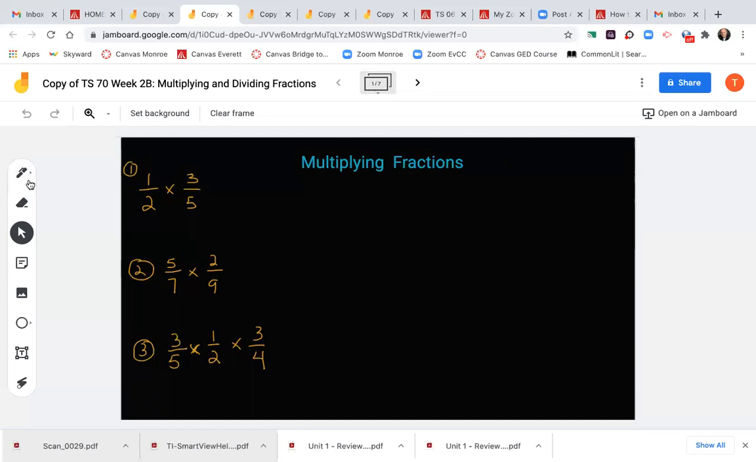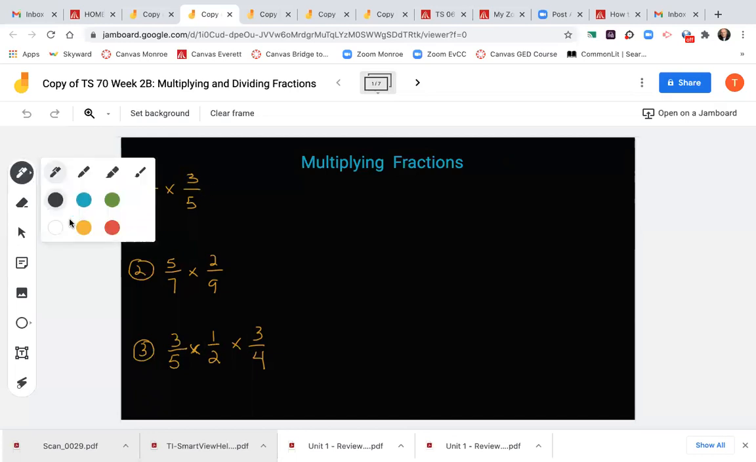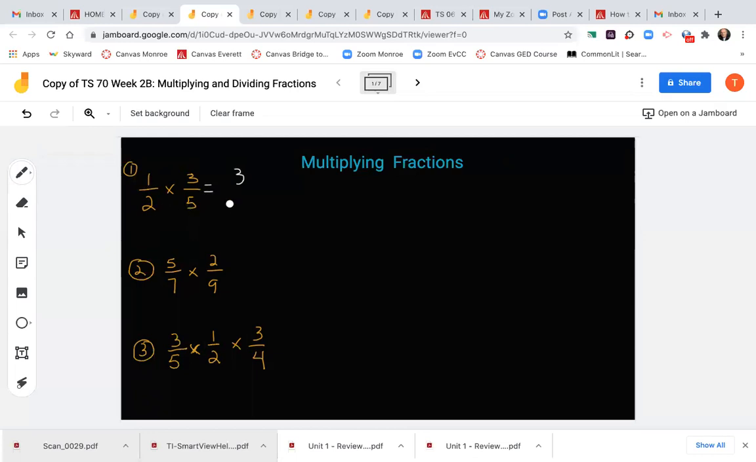In the first example I have here on my page, I've got 1/2 times 3/5, okay? I can just multiply straight across. 1 times 3 is 3. 2 times 5 is 10. And then the last question I ask myself is, can I reduce? So what I did was I multiplied straight across. I'll draw a little arrow here just to remind you that that's what I did.